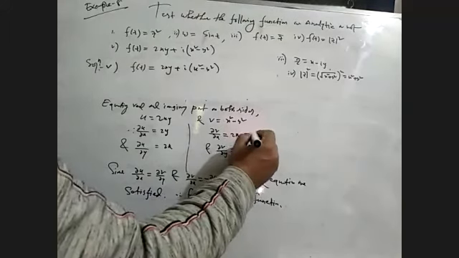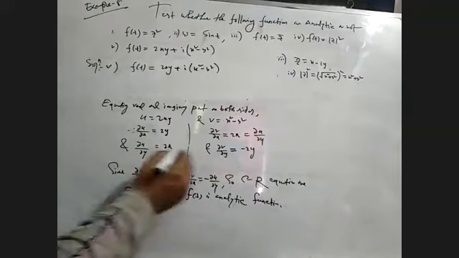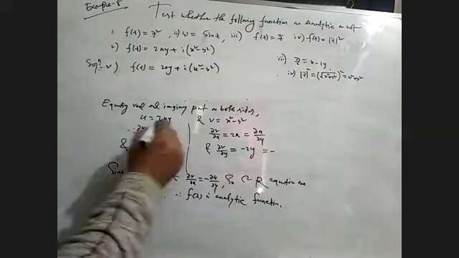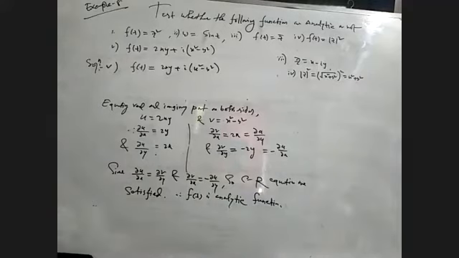But this twice x equals del u del y, from this. And minus twice y equals del u del x. We can observe easily that these are equal. So the Cauchy-Riemann equations are satisfied. Hence f of z is an analytic function.